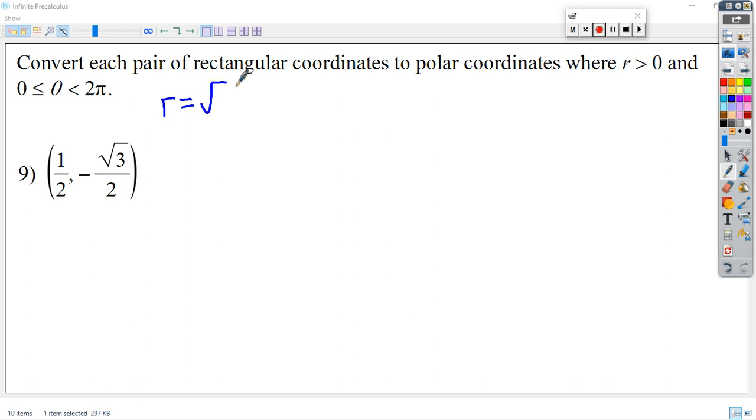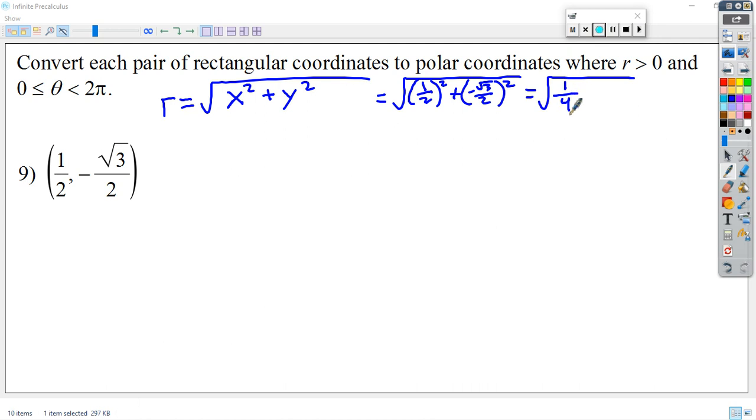So r equals the square root of x squared plus y squared, which for our problem means 1/2 squared plus negative square root of 3 over 2 squared. If I actually square those out, I get 1/4 plus 3 over 4, because the square root of 3 squared is 3, and 2 squared is 4. So both of my numbers are over 4. Add those two together and I get 4 over 4. Well, 4 divided by 4 is the same thing as 1. And the square root of 1 is just 1. So I get r equals 1.